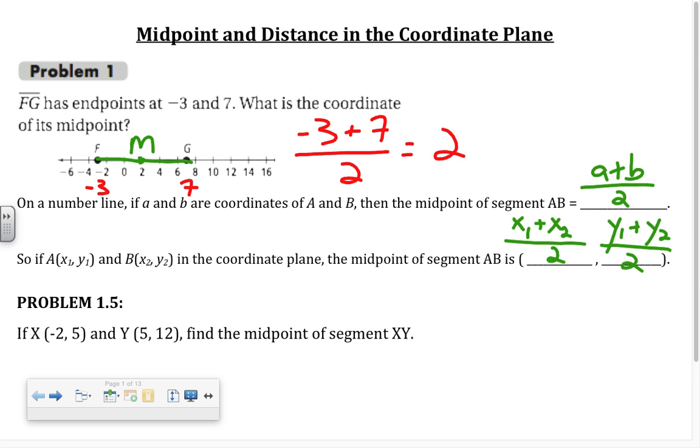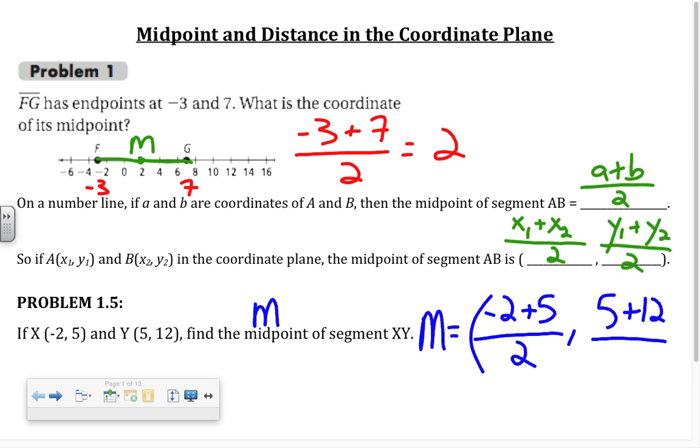And in the next problem, we're simply using that formula in order to find the midpoint. So, midpoint of segment xy, let's call it M, is the average of the x's, comma, the average of the y's. And then we clean that up. 5 plus -2 here is 3, and 3 over 2 is just 1.5. And then 5 plus 12 is 17. 17 divided by 2 is 8.5. So this is our answer.